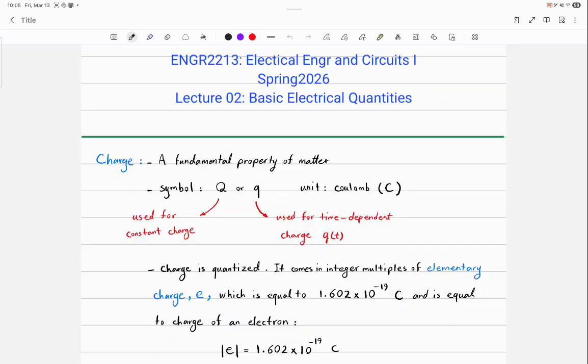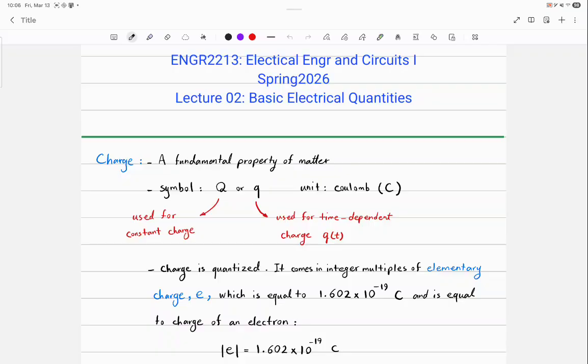Now, you know, electric charge is a fundamental property of matter, actually. So we use the symbols Q, the capital Q or the lowercase q. Not 100%, not all the time, but usually the capital is used for constant charge and the lowercase is used for the times when we want to introduce charge as a time-dependent variable. Okay? For example, Q of t. The unit is coulomb or C.